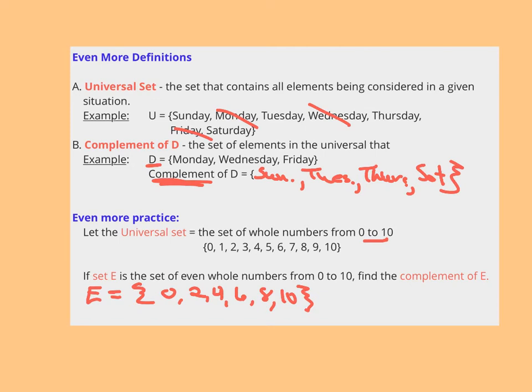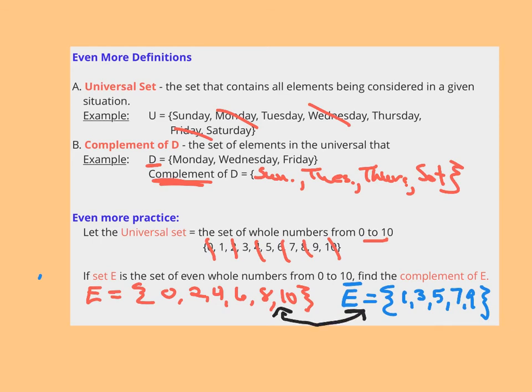If I wanted to write the complement of E, sometimes instead of writing the word out, we just put a line over the top of it. That means complement. So the complement of E would equal everything that's left over. My set E had the elements 0, 2, 4, 6, 8, and 10. The complement then would have the set 1, 3, 5, 7, and 9. Again, when I bring these two sets together, if I combine E and the complement of E, they should bring me back to my universal set.